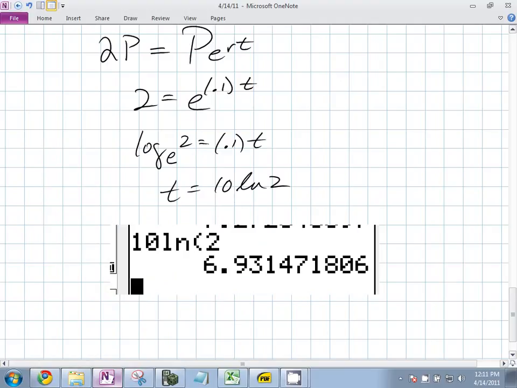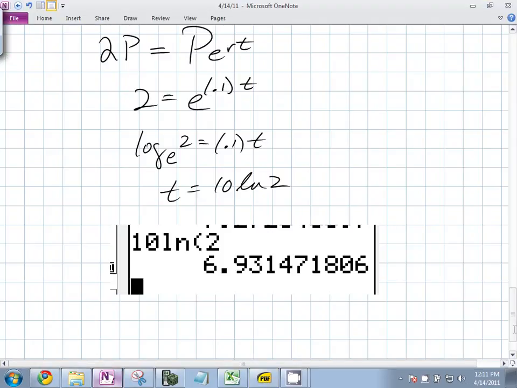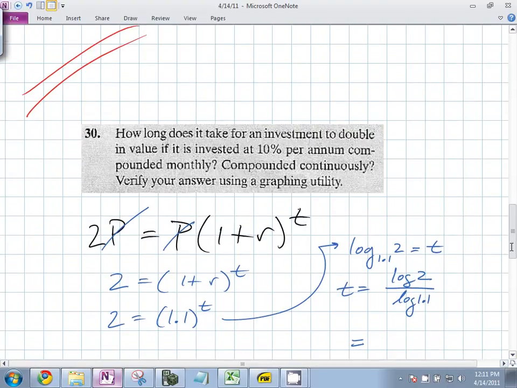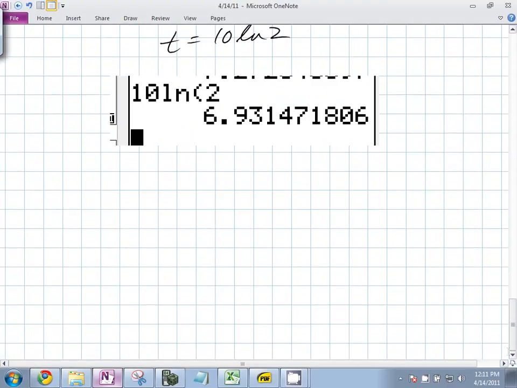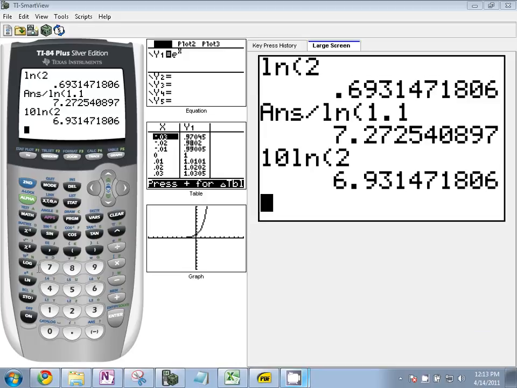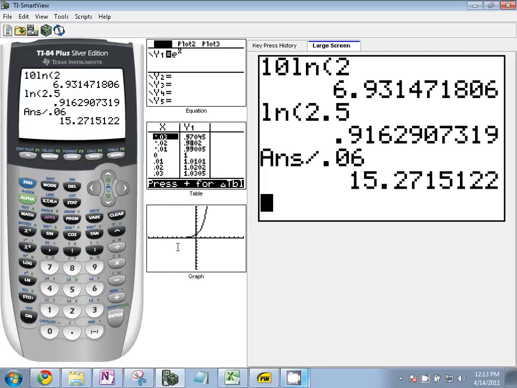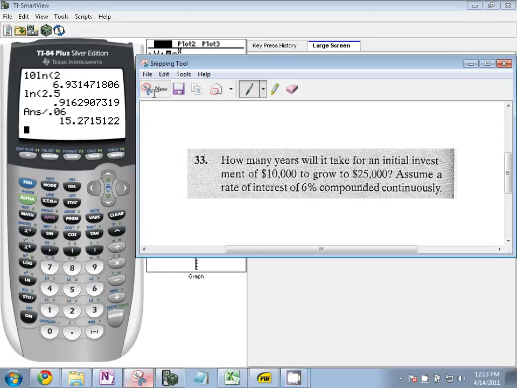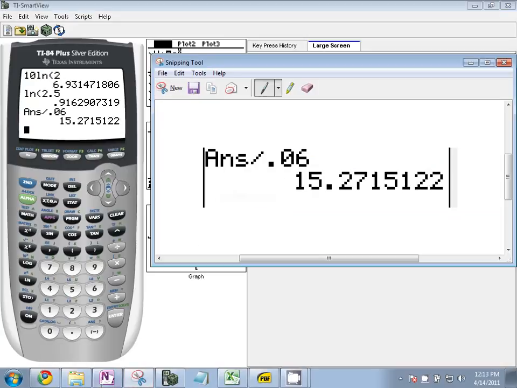And then it asks, does it ask for one more, I think? It asks for, verify using a graphing utility. How could you verify this using a graphing utility? What would you graph? So it turns into ln of 2.5, enter, divided by 0.06, and you end up with 15. A great way to check reality is to say out loud what your answer means. So what does that answer mean in terms of this question?